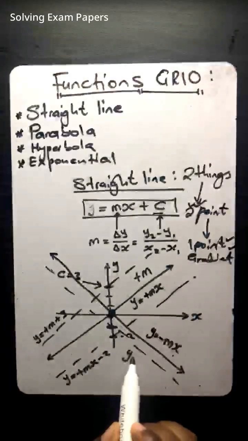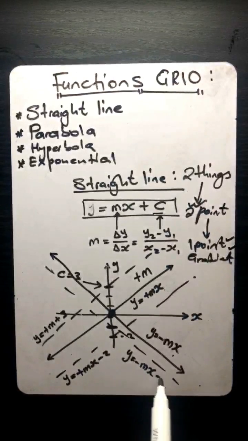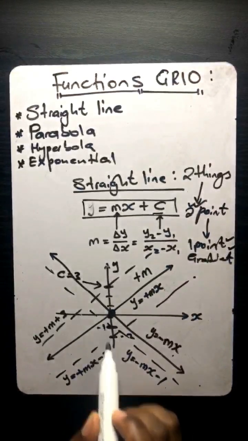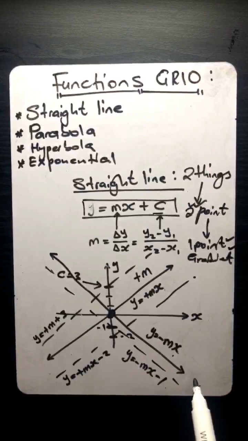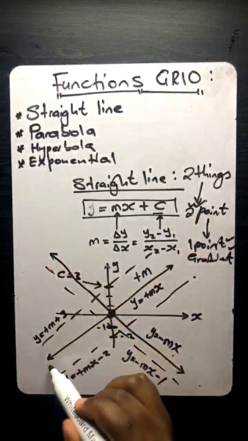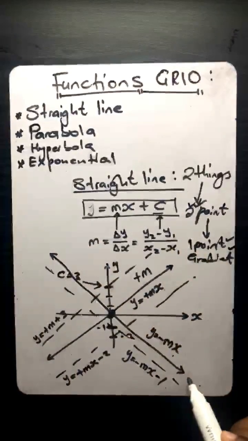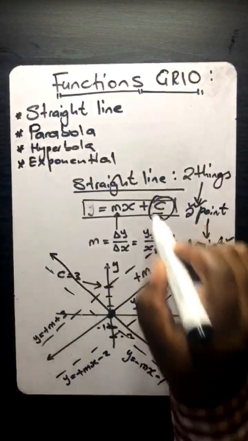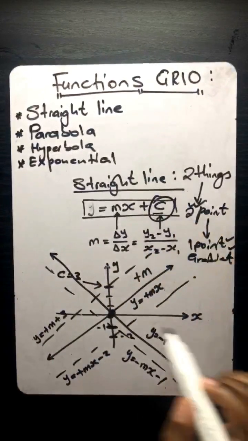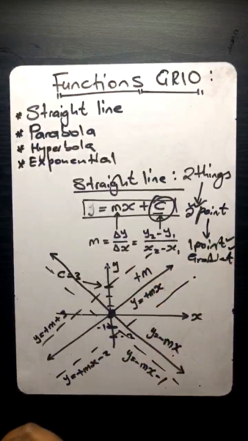That is why you're going to have y equals negative mx, and then a negative value there, being -1. So you only have two types of lines: one with a positive gradient and one with a negative gradient. And when it comes to this c, it depends on where your straight line cuts the y-axis.